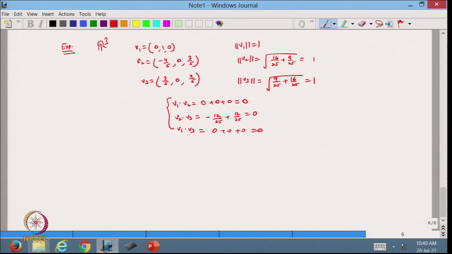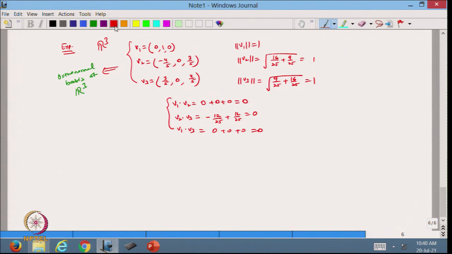So, I can say that these are the orthonormal basis. So, I can call it an orthonormal basis of R3.